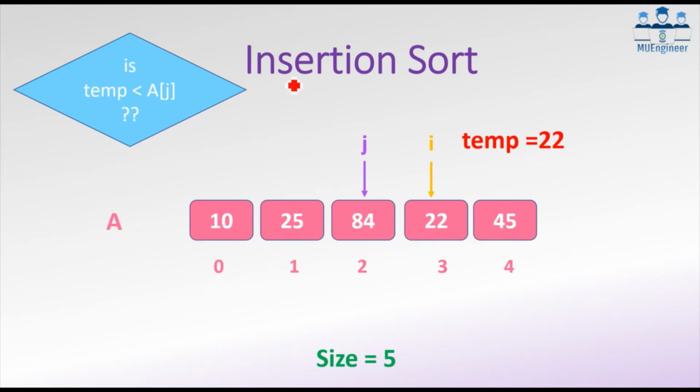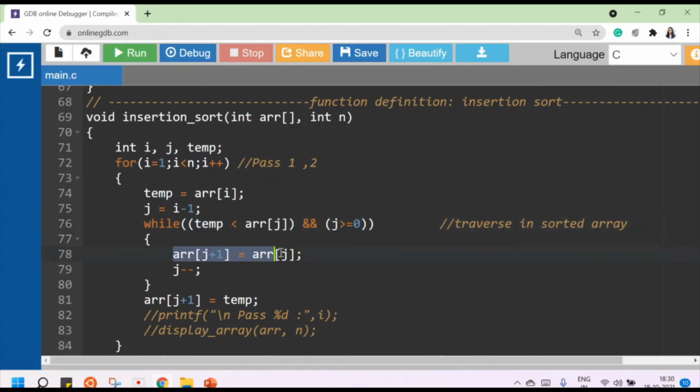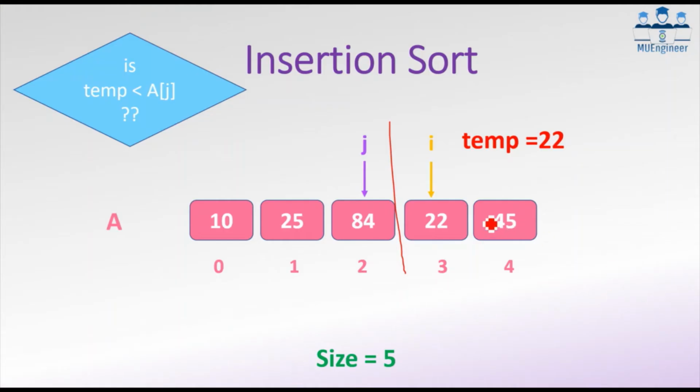So now in this case, temporary 22 is less than array of j. So what are we supposed to do? Push it to the next location. That means copy the value of array of j into array of j plus 1. So now what I'm doing is I'm copying 84 at location 3.